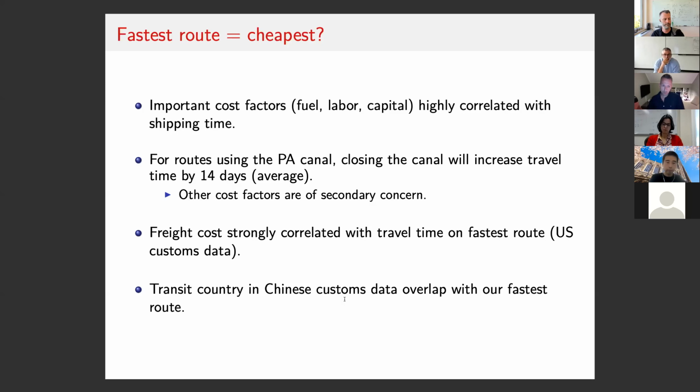Our co-author Yuan also got her hands on Chinese customs data. In the Chinese customs data, you can actually see one transit country before the good arrives in the final destination. So then we can look at whether there's an overlap between that transit country in the customs data and a transit country in our fastest route calculation. And indeed, there's a big overlap there as well. Of course, this is not going to be perfect, but I think it's more or less the best we can do. We can certainly tweak this in a few different ways, but I think we get it mostly right.